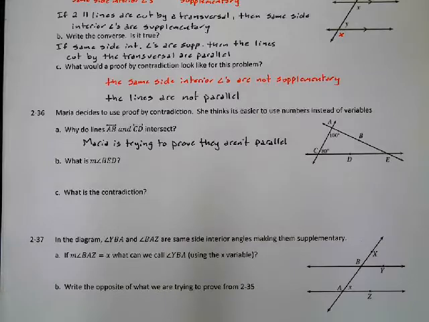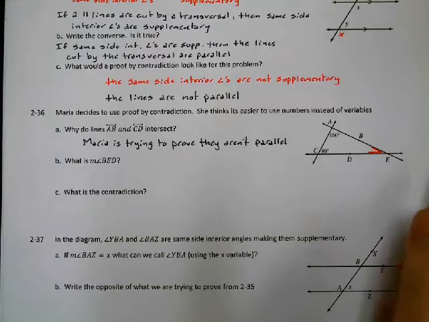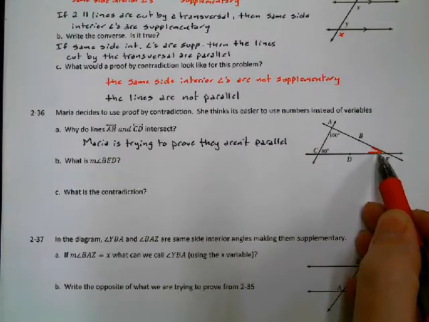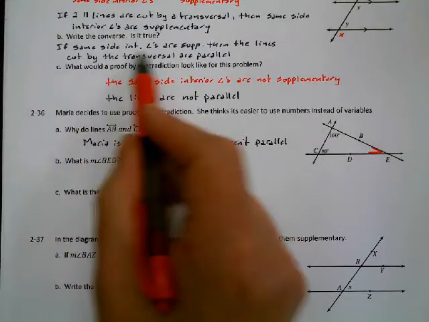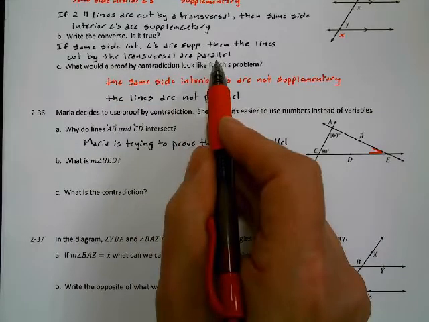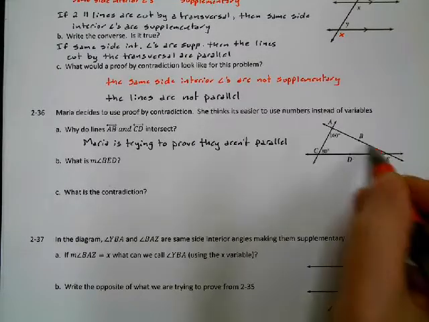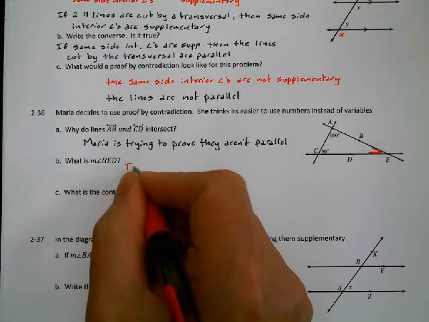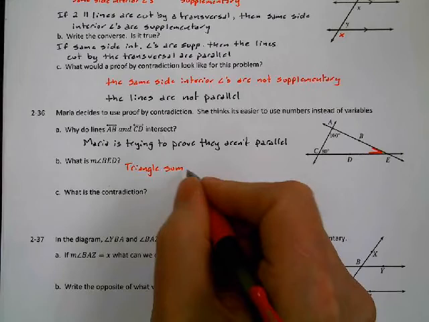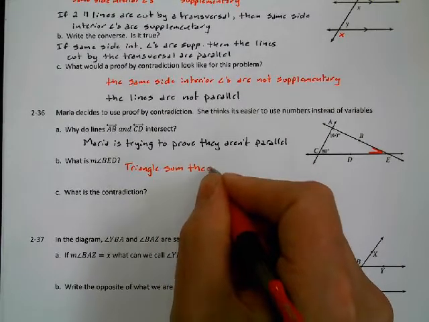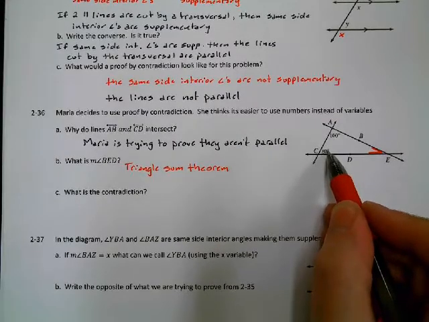BED is this angle down here. So this angle down here, we want to find out how many degrees it is, because she's saying, what if they're not parallel? Well, these two are supplementary, because remember, we keep the hypothesis and we're changing the conclusion to do the opposite. Well, if this is 100 and this is 80, we should be able to find this angle because of the triangle sum theorem. The triangle sum theorem, remember, states that the sum of the interior angles adds up to 180 degrees. Well, this is 100, this is 80, that's 180 already. So that would mean this angle is 0.